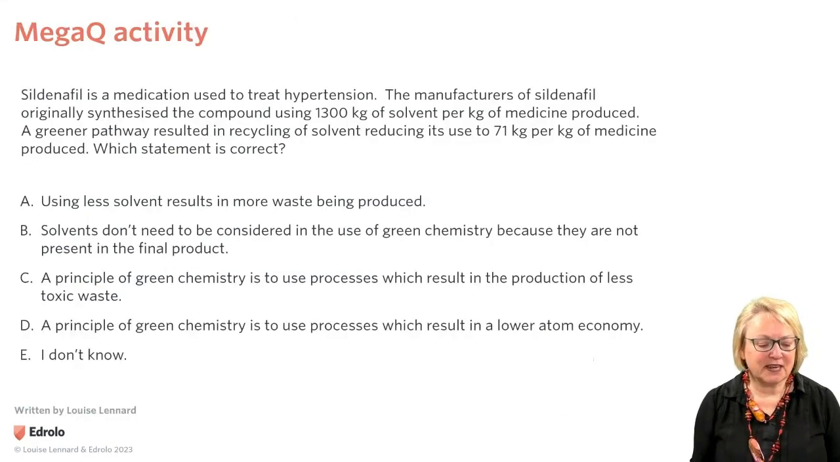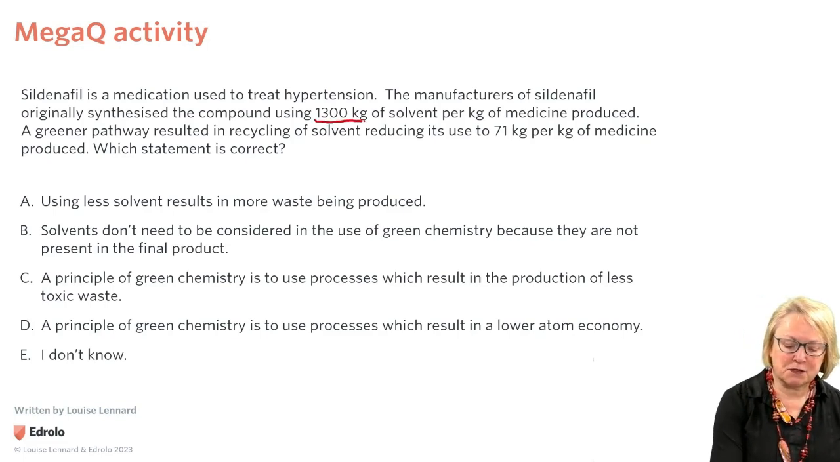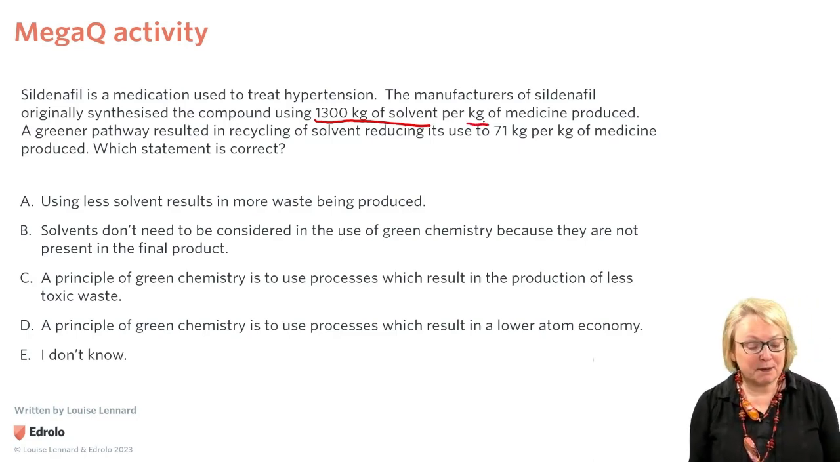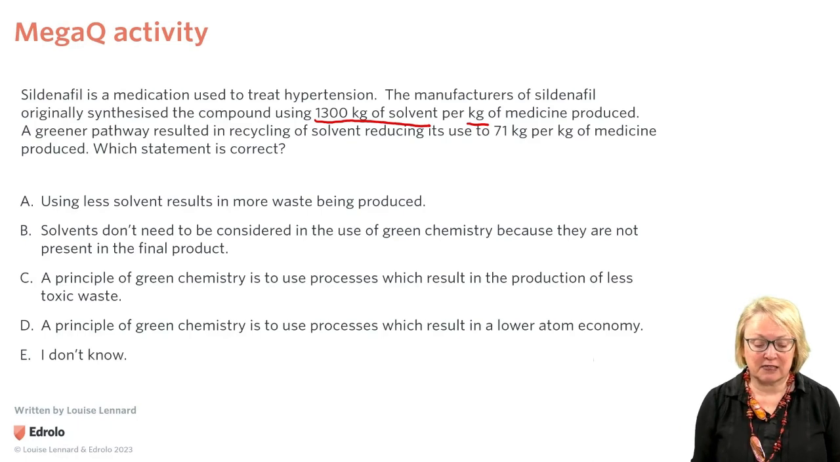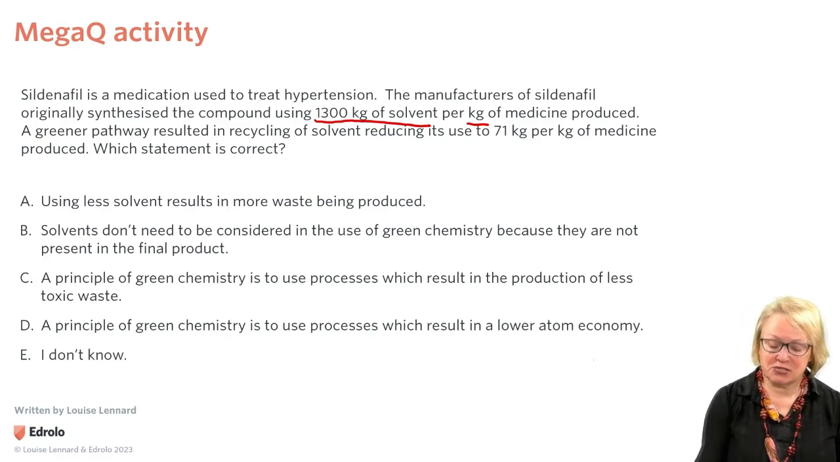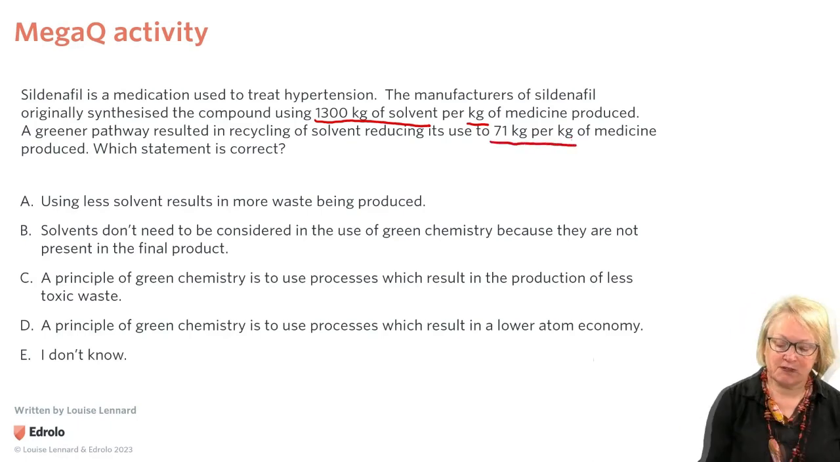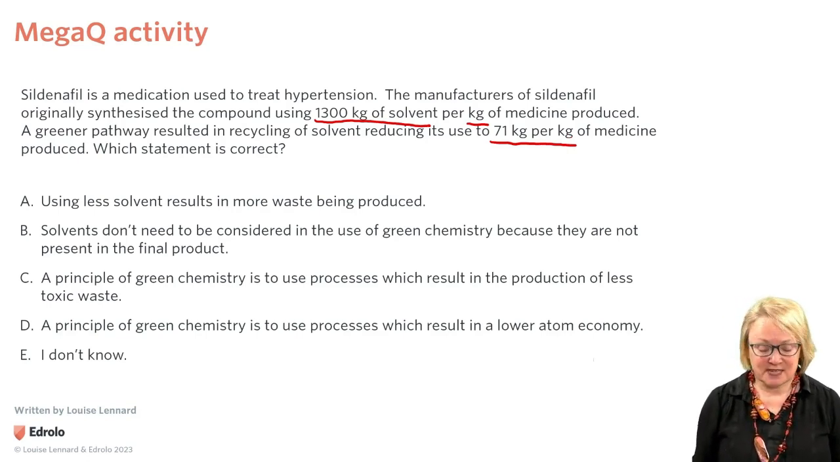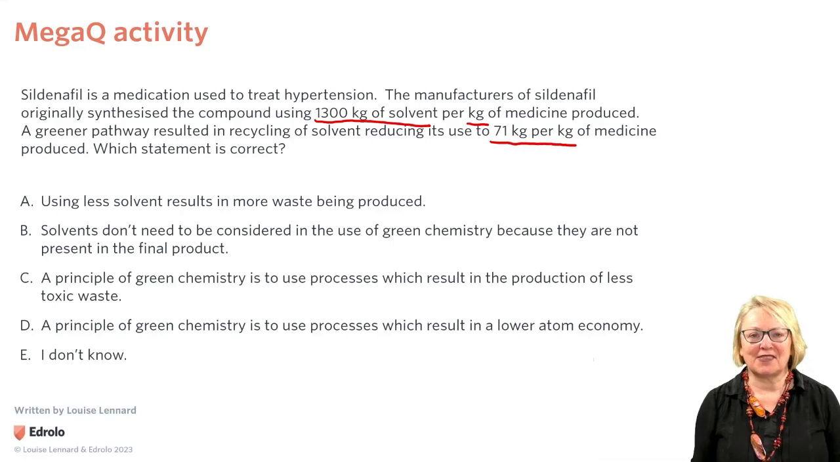Okay, sildenafil is a medication used to treat hypertension or high blood pressure. The manufacturers originally synthesised the compound using 1,300 kilograms of solvent per kilogram of medicine that was produced. A greener pathway resulted in recycling of solvent, reducing its use to just 71 kilograms per kilogram of medicine produced. Which statement is correct? Have a go at that question.